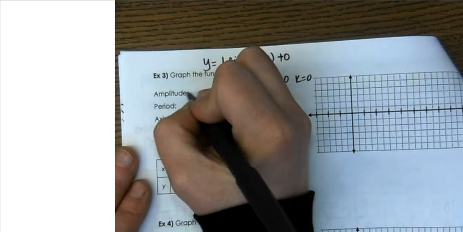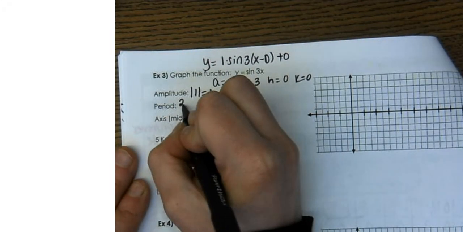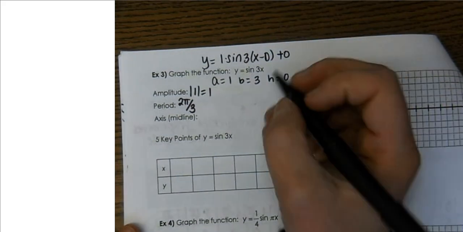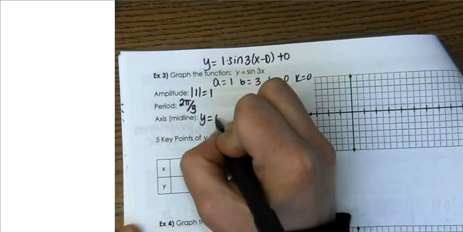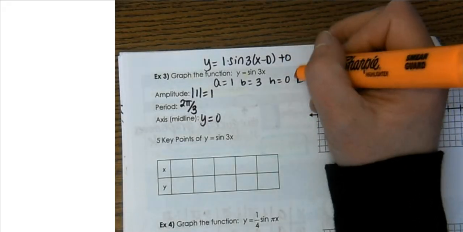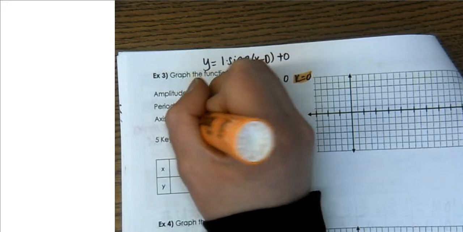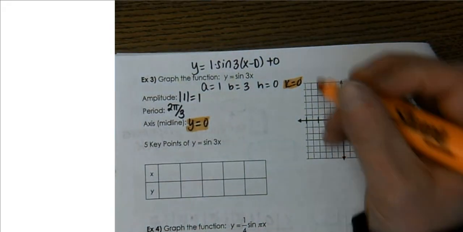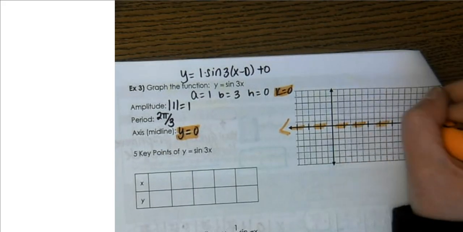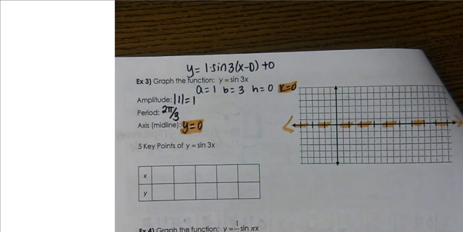The amplitude is the absolute value of 1, which is 1. Our period is 2 pi divided by 3, and that's just going to be 2 pi over 3. And our midline is at y equals 0. And that midline, once again, is based on our k value. Eventually, these will change in our next lesson. So y equals 0, and I am going to graph that as a dashed line going straight across.